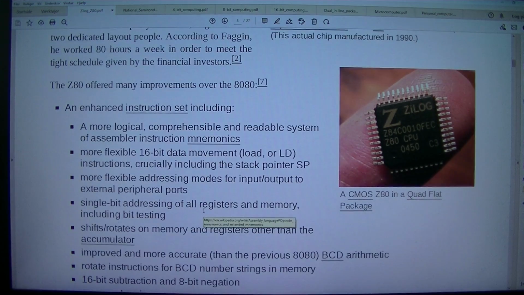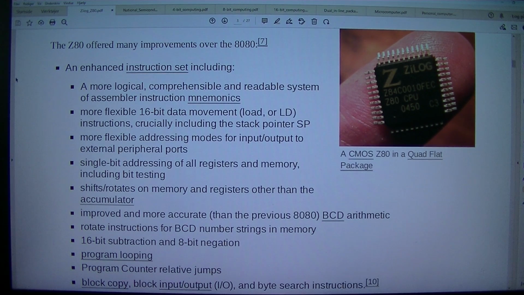The Z80 offered many improvements over the 8080. An enhanced instruction set, including a more logical, comprehensible and readable system of assembler instruction mnemonics. More flexible 16-bit data movement, load, or LD, instructions, crucially including the stack pointer, SP. More flexible addressing modes for input/output to external peripheral ports. Single-bit addressing of all registers and memory, including bit testing. Shifts and rotates on memory and registers other than the accumulator.